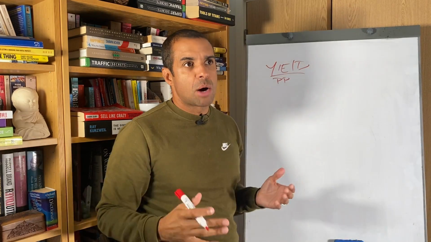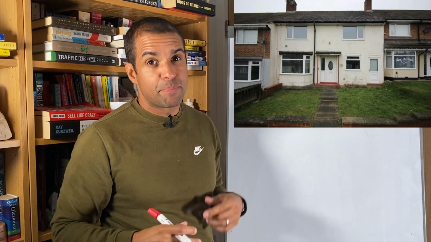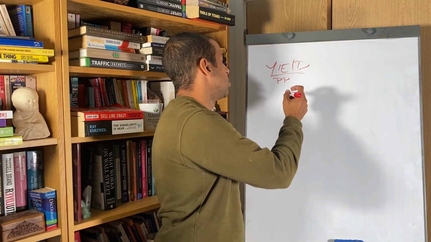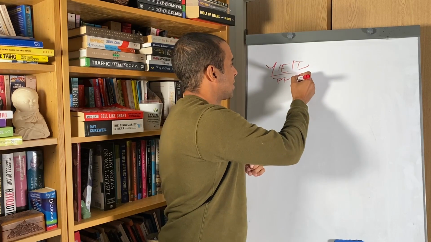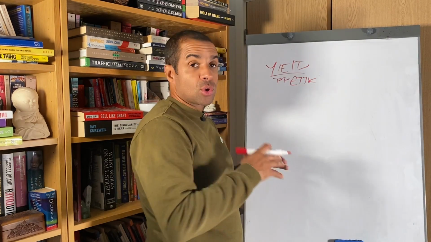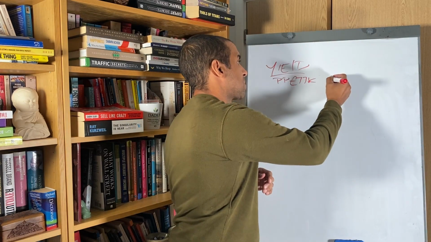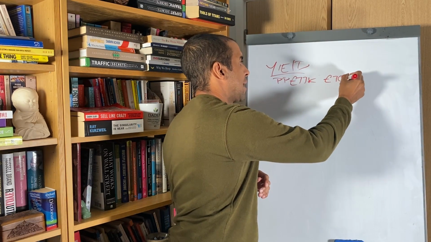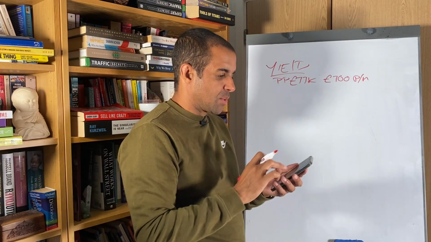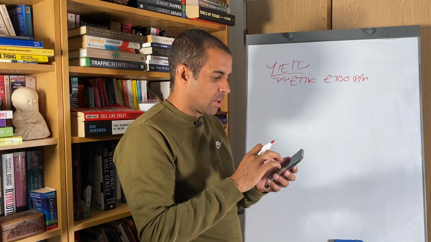So let's give you an example of this property. I just recently purchased this property, and let's use this property as an example. So take your purchase price. For example, this property was 77k. What you have to do then is take your rent. This particular property was £700 per calendar month. So let's get the calculator out so we can give you a good example of this.